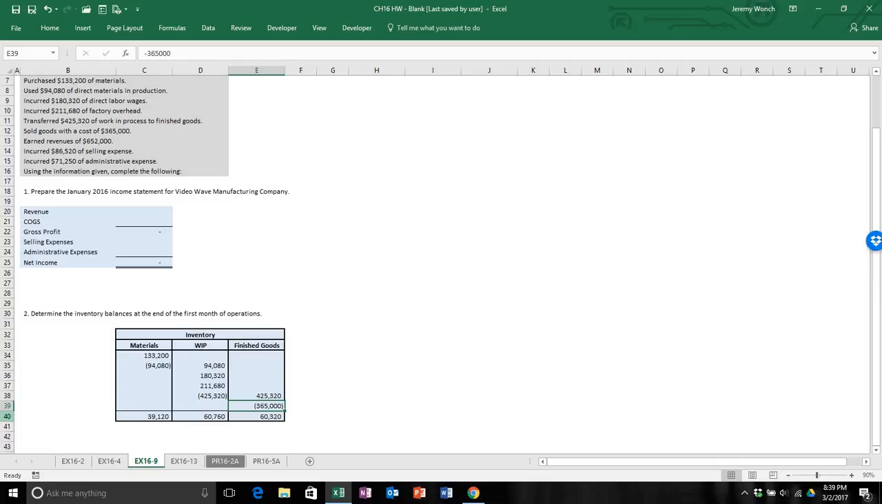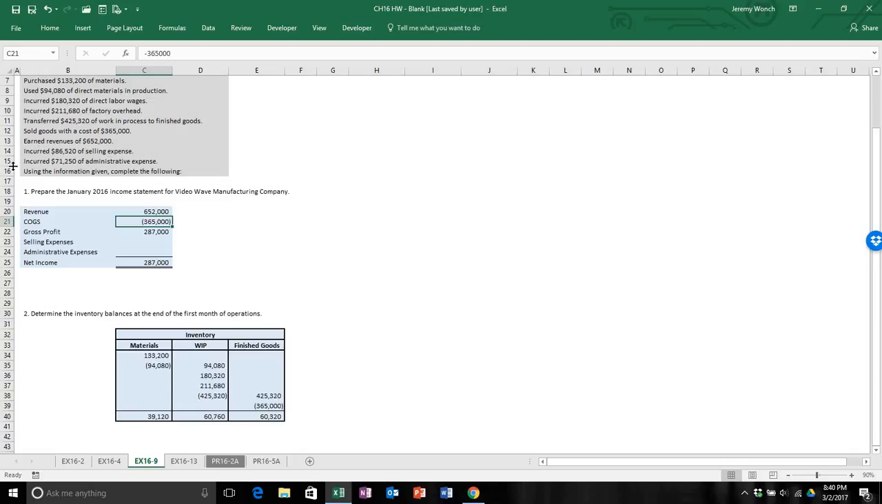And so what we want to do is it came out of finished goods. And so that's going to be a credit entry, and our debit entry right here is going to be 365,000. And we earned revenues of 652,000. So plug in our 652,000 as revenue. So that's going to give us a gross profit of 287,000.